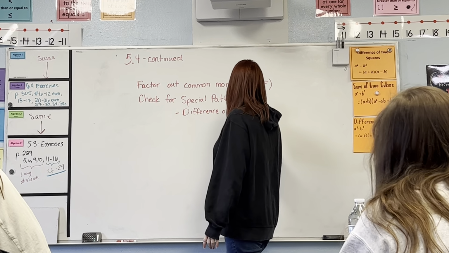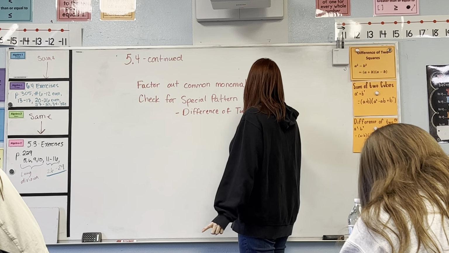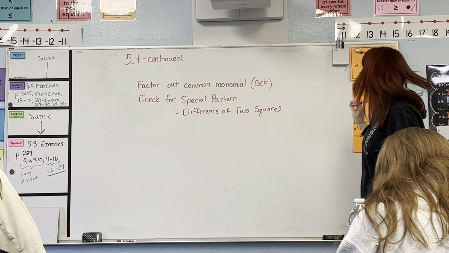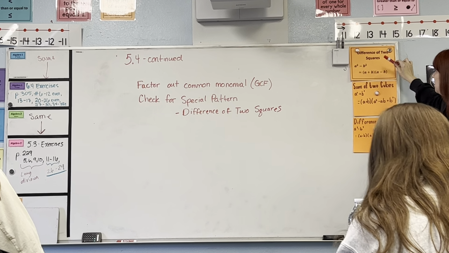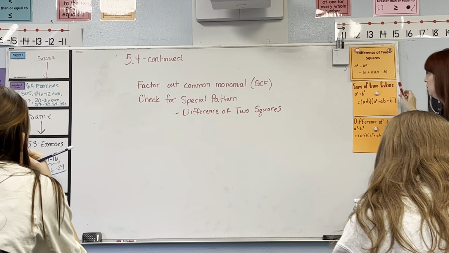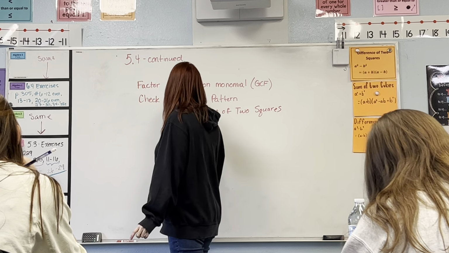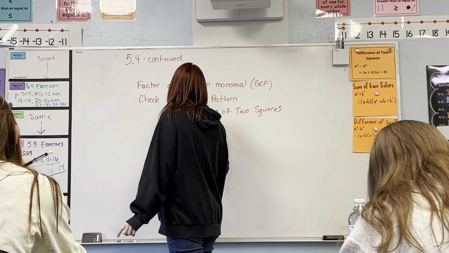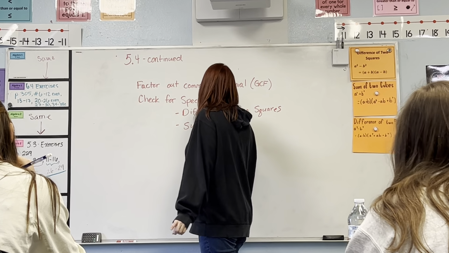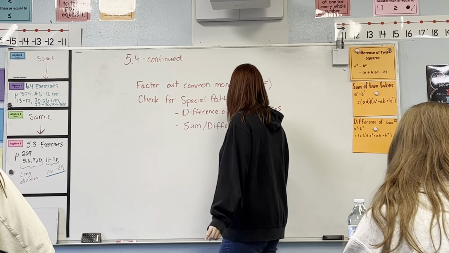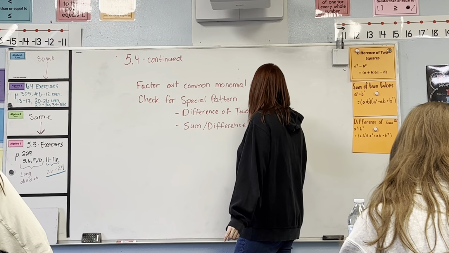Why don't we have a sum of 2 squares? We did both. We did difference of 2 squares, then we went to sum or difference of 2 cubes. So where's sum of 2 squares? But there isn't a thing for that. You can't factor that.